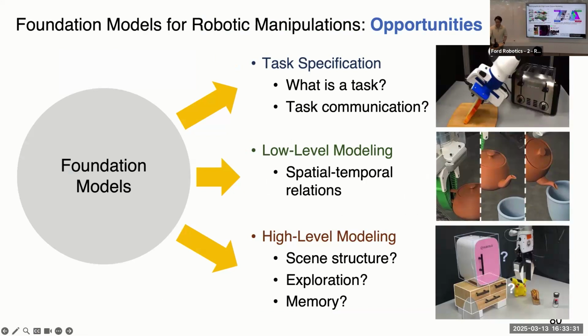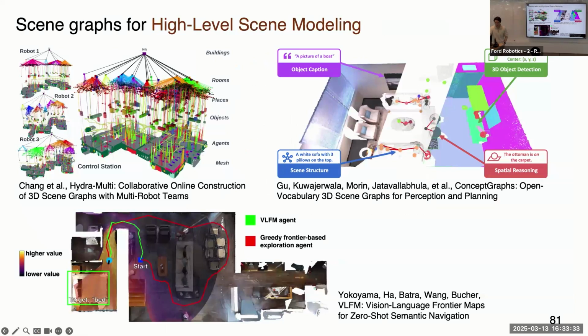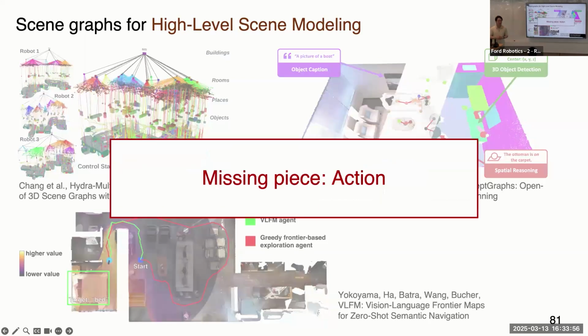So talking about the scene structure, scene graph has been one of the works I know many of you know. Bernadette has this very nice work, VLFM. Scene graph is very good at capturing and modeling larger scale environments. But if you look at nearly all of the existing scene graph work, you realize they have one very important missing piece, which is action. Meaning the robots are doing active perception, but they are not doing active interactions with these environments.